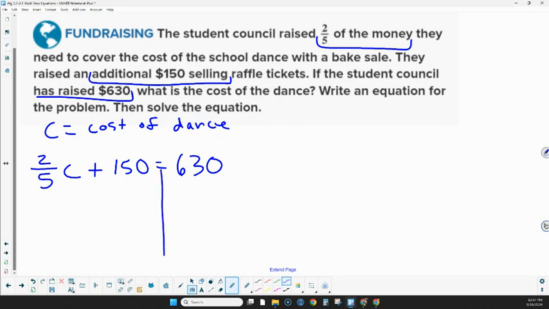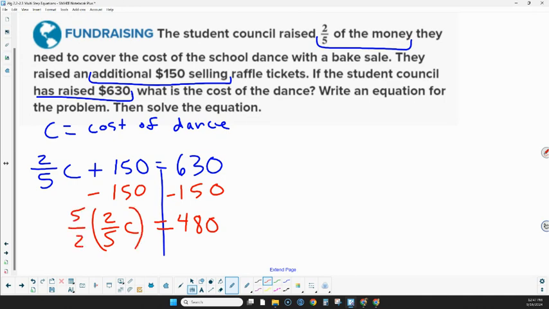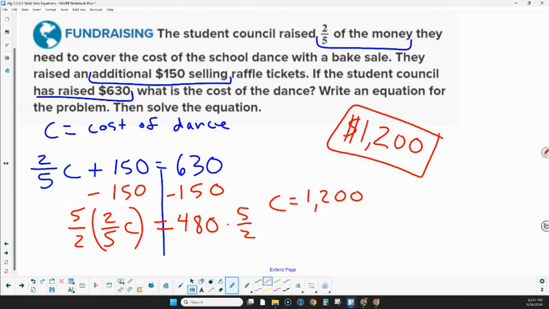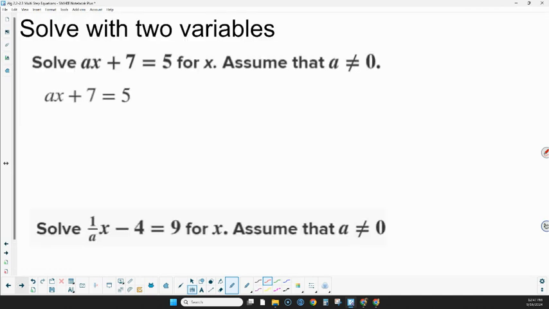Now we just have to solve that equation. So I'm going to subtract 150 on both sides. We get 2/5 C equals, that would be 480. And then here, multiplying by a reciprocal again, 5 halves. Going to multiply by 5 halves on both sides. So we get C should equal 1,200. So our answer is actually a dollar amount, $1,200.